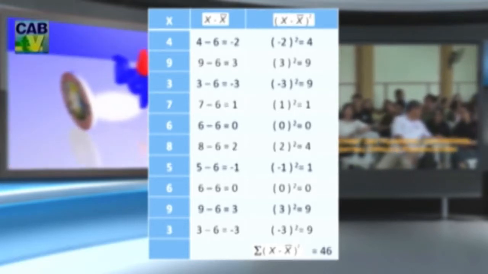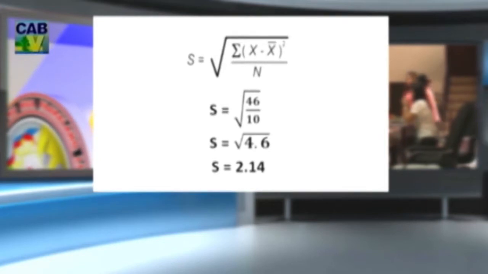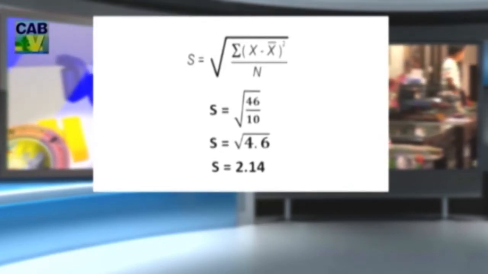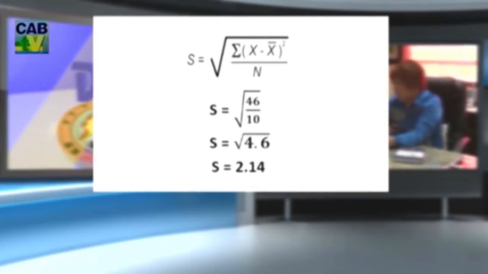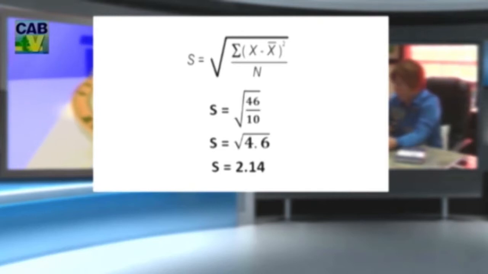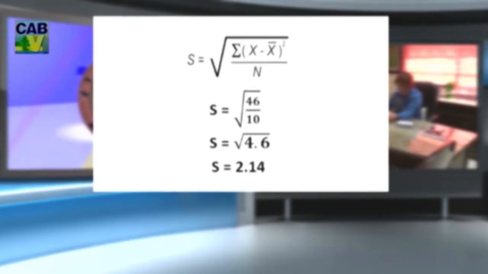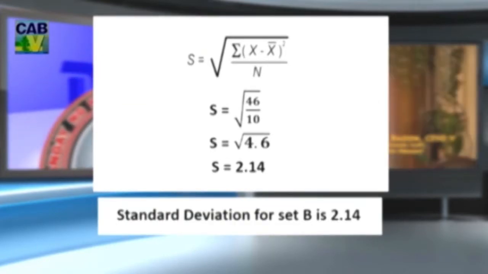Using the formula, S equals square root of the quotient of 46 and 10 is square root of 4.6. Getting the square root of 4.6, the final answer is 2.14. The standard deviation for set B is 2.14.